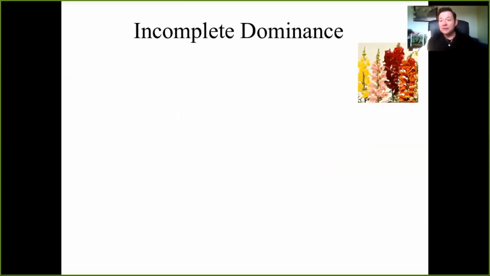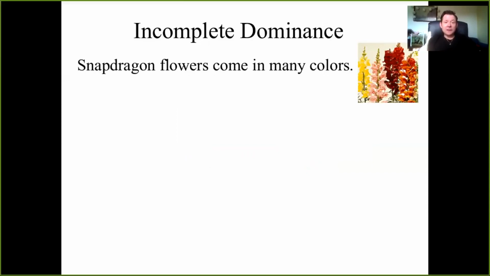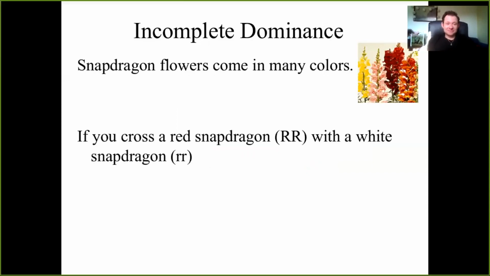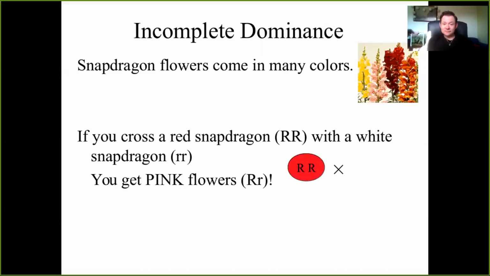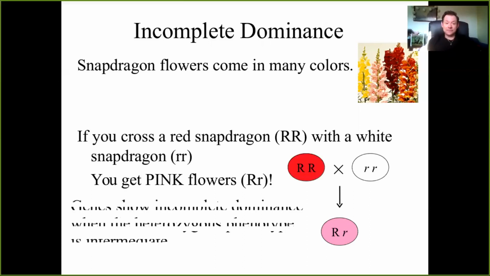So, for example, the snapdragon. Snapdragon flowers come in many colors, very pretty. If you cross a red snapdragon, big R, with a white snapdragon, little r, you get pink flowers. So this is an example of incomplete dominance. You only get red when you've got the double copy of the big R. If you get the big R and the little r, you get pink.